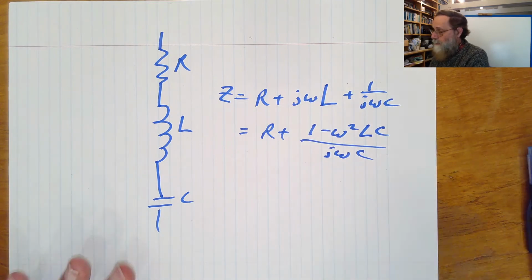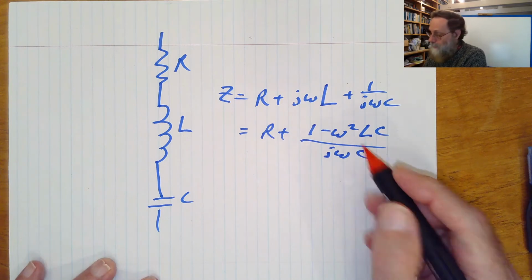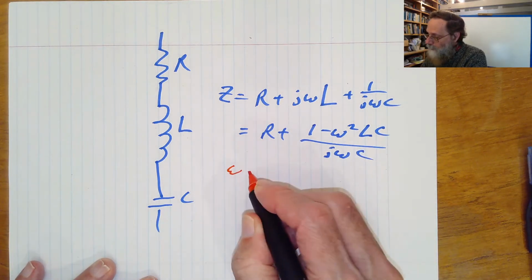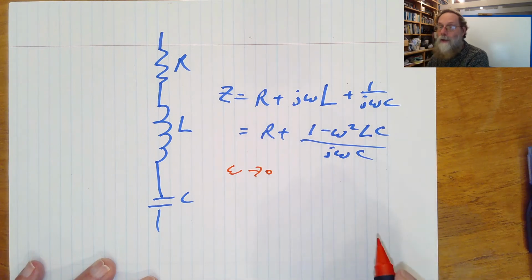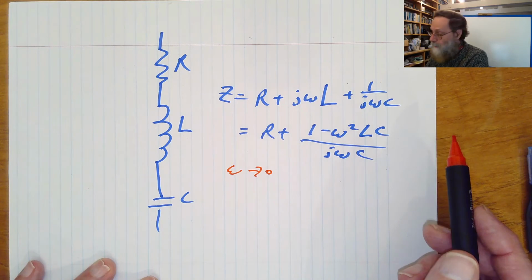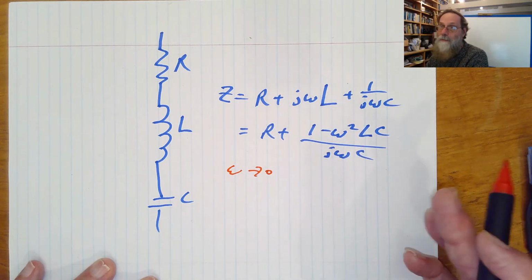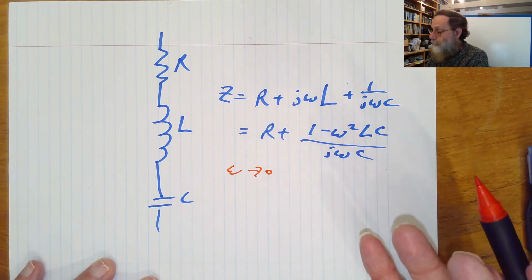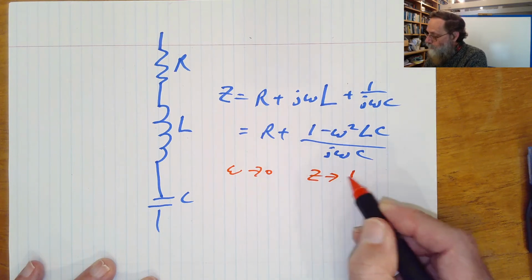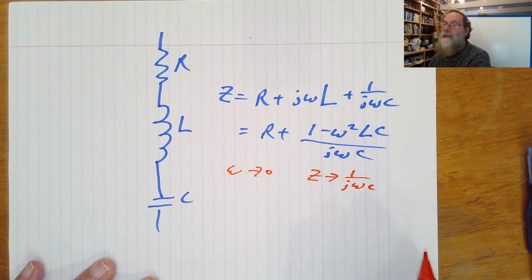One is we can look at what happens at interesting frequencies. For instance, as omega goes to 0, the omega squared term basically disappears. 1 over j omega C gets very large in the imaginary sense, so this goes to 1 over j omega C. It behaves like a capacitor.